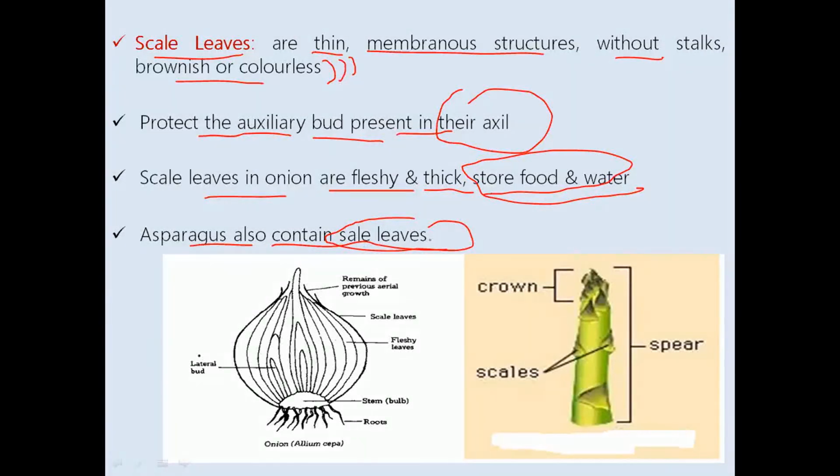You can see here, this is the example of onion. So you can see the scale leaves are membranous. These are of two types. The outer are dry ones, the inner are fleshy and thick because they store food and water. This is the axillary bud, and these buds are protected by these scale leaves. This is the example of asparagus. Asparagus also contains scale leaves. So this is another leaf modification.